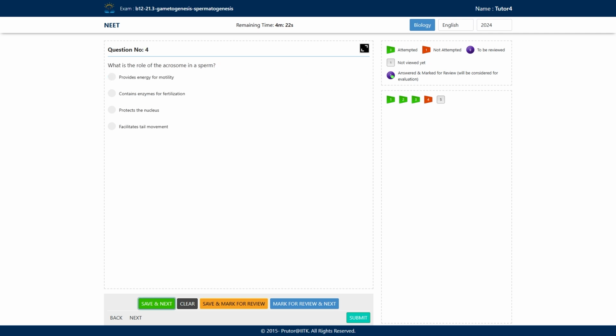Now next question: what is the role of the acrosome in a sperm? The acrosome is present at the anterior end of the sperm head, or you can say the upper end of the sperm head. So what is the function of the acrosome? Options are: provide energy for motility, contains enzymes for fertilization, third is protects the nucleus, fourth is facilitates the tail movement.